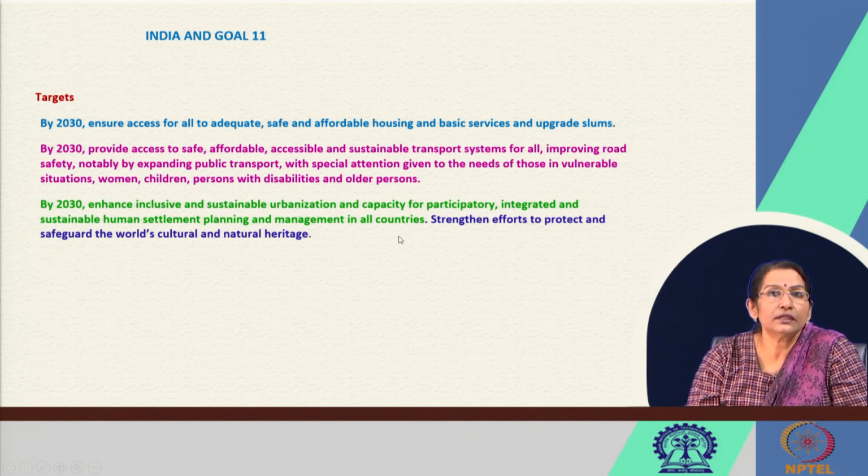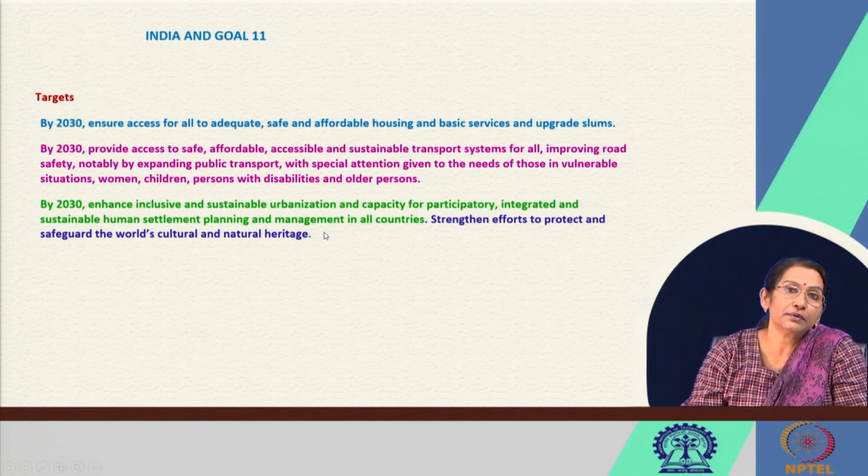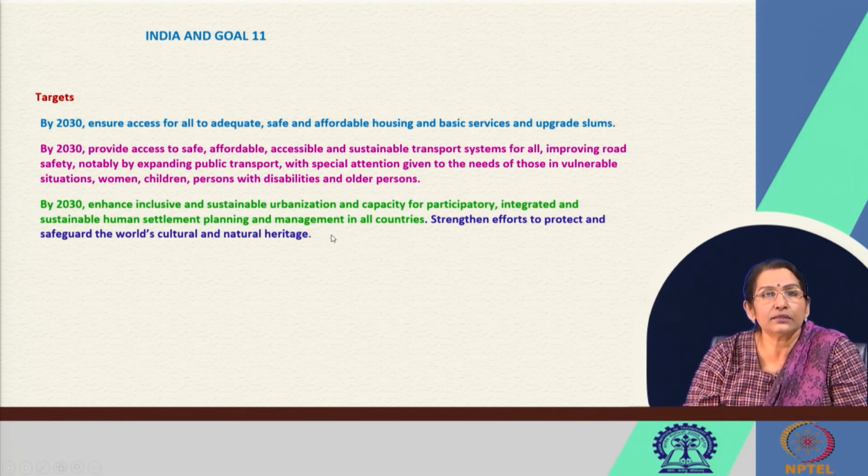Similarly, to strengthen the effort to protect and safeguard the world's culture and natural heritage. Similarly, by protecting our cultural heritage, especially the local, the indigenous people's culture, their practices, their habits, that means food habits, all kinds of, how to ensure it. So, taking care of the cultural heritage, natural heritage and the local people, how to ensure this goal 11, that is sustainable communities and sustainable cities and smart cities, without damaging, without destroying the ecosystem.